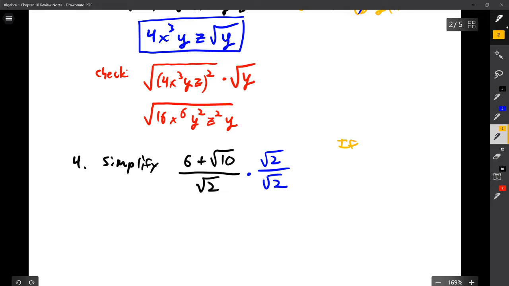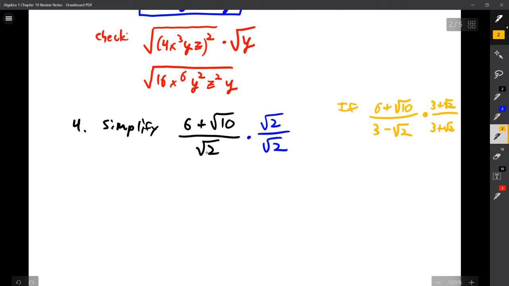If I had something like this, let's just say 6 plus root 10 over 3 minus root 2, now I would need to multiply the top and the bottom by the conjugate of my bottom. So that would be multiplying the top and bottom by 3 plus root 2. This would get rid of the radical in the denominator there. But because I just have the one chunk, I can just multiply the top and the bottom by that.